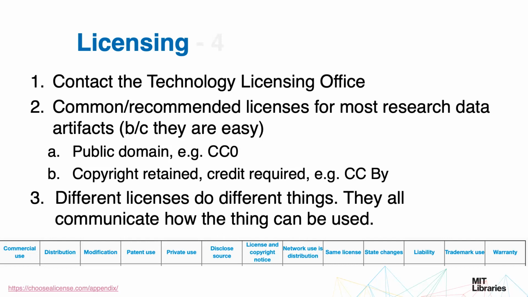How can it be distributed? How can it be modified? Do people have to disclose the source? Do they have to give credit? Do they have to give attribution? And you can see a bunch of these different aspects that are listed at the bottom of the slide. All of these different things are things you can think about in terms of what can be included in your license, what can be communicated through your license as you're thinking about releasing your intellectual property into these spaces.